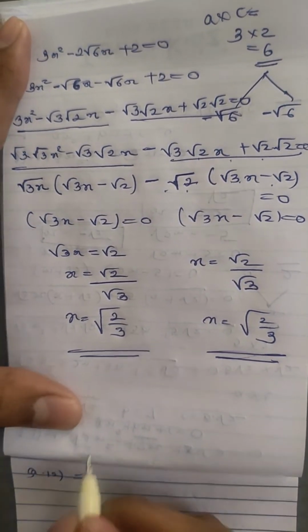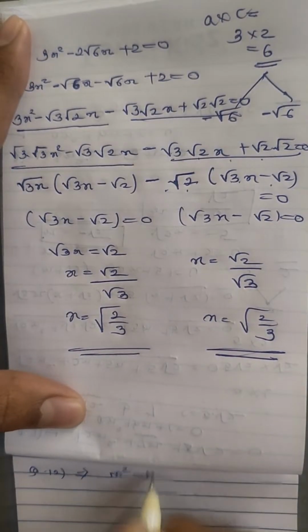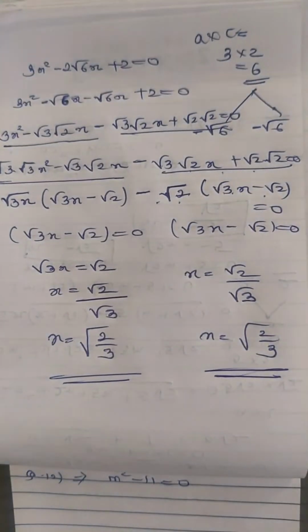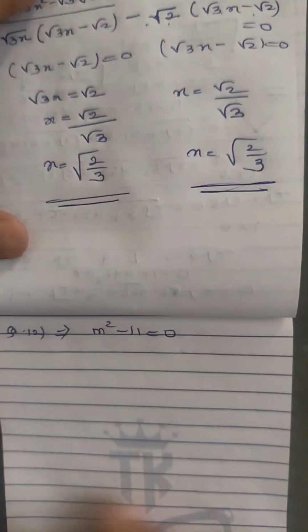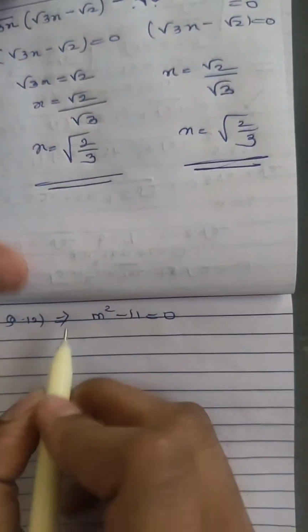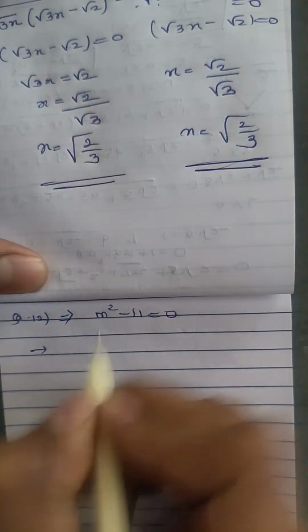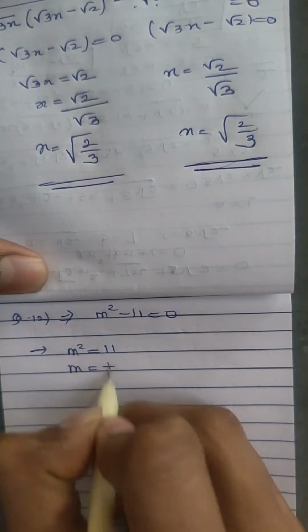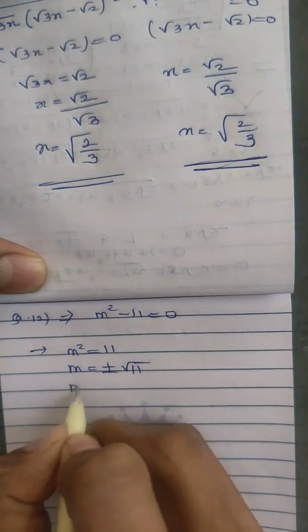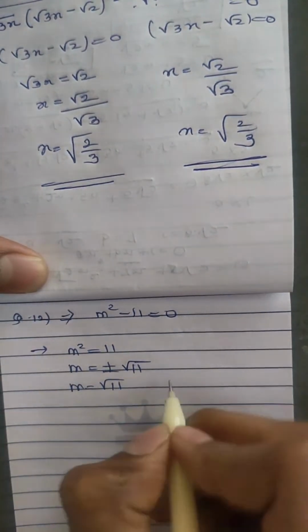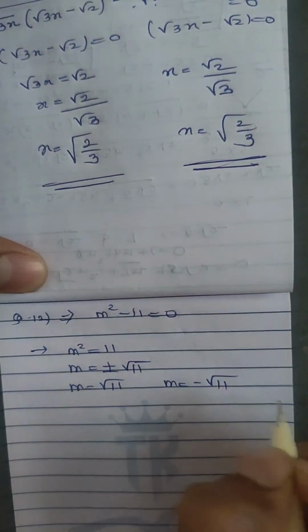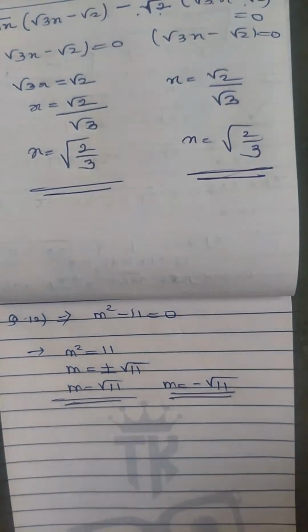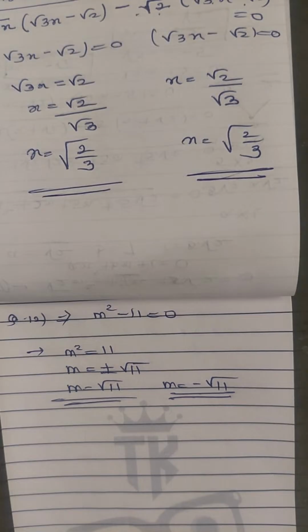Question number 12 is given: m² minus 11 equals 0. So this we have to solve. m² minus 11 equals 0, so m² equals 11. So m equals plus minus √11. So m equals √11 and m equals minus √11. These are the two solutions we got here. In this way you can solve the questions related to the quadratic equation chapter.